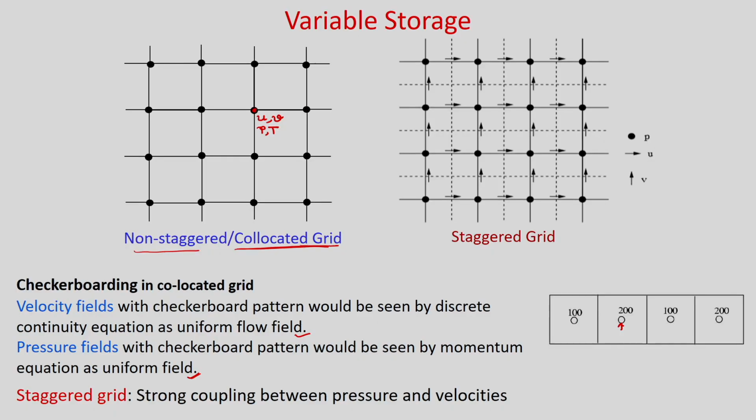Another grid is the staggered grid. In the staggered grid, the velocities are solved at staggered grid points. You can see here, this is the grid.